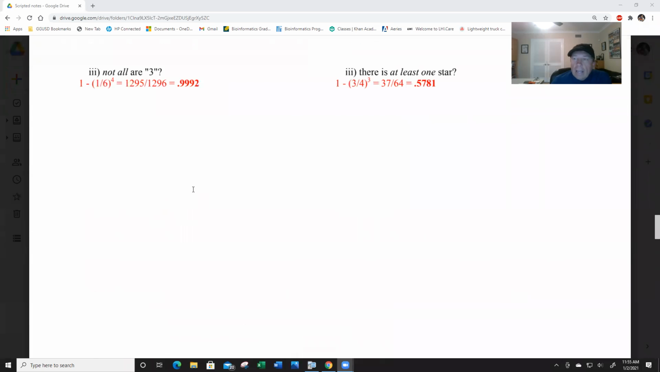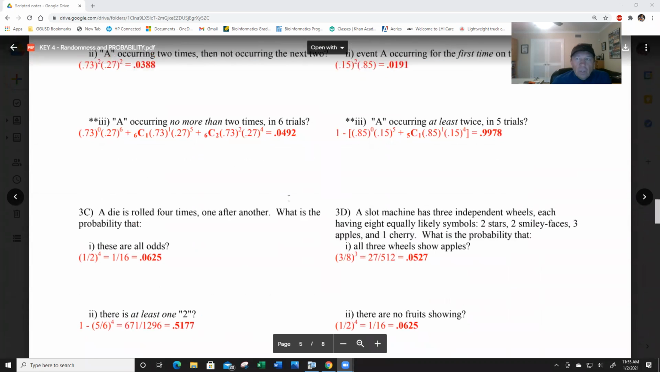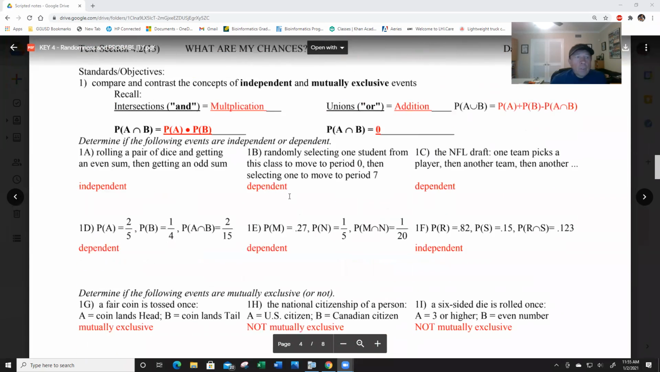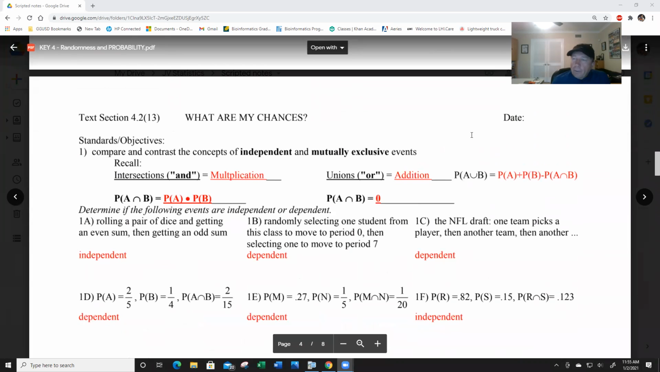Okay, and that is the end, I didn't realize that at first, of Section 4.2 or Chapter 13 of probability.